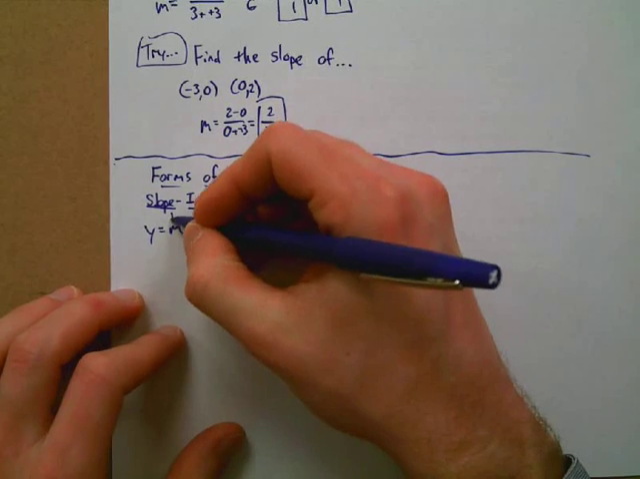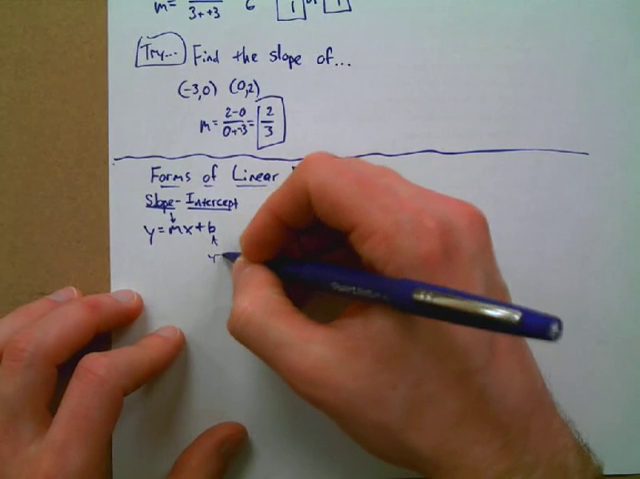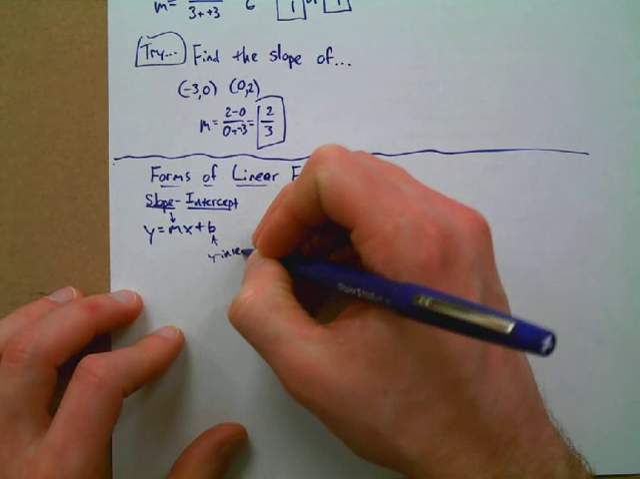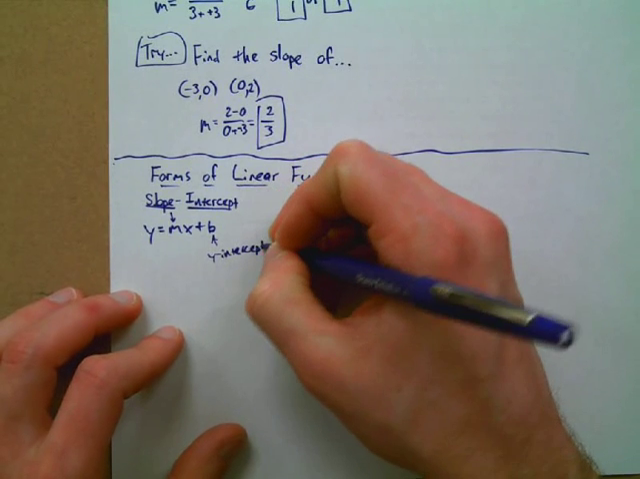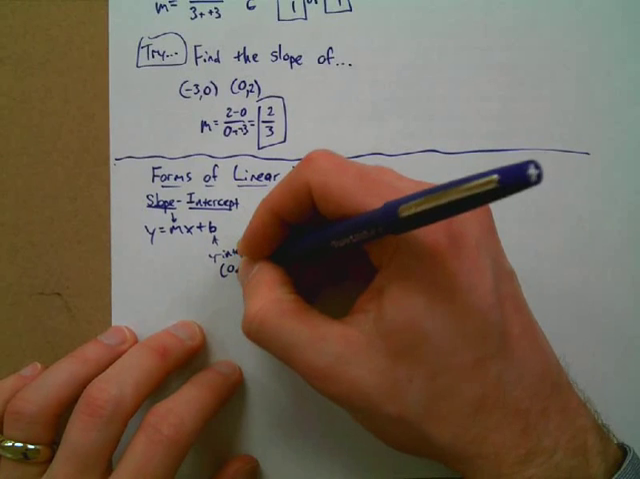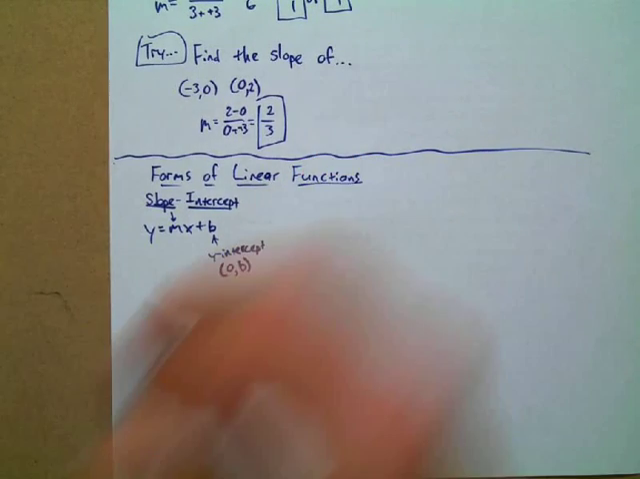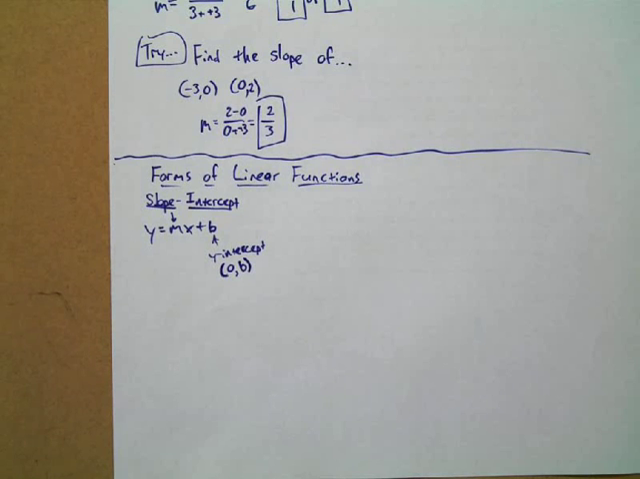Okay, so if you run across a linear equation that's written this way, you can immediately see what the slope is and what the y-intercept is. Remember that y-intercept is 0, comma, b, right? That's the coordinate of that y-intercept, 0, comma, b, whatever that happens to be. Okay. Very useful, probably the most familiar to you, right?